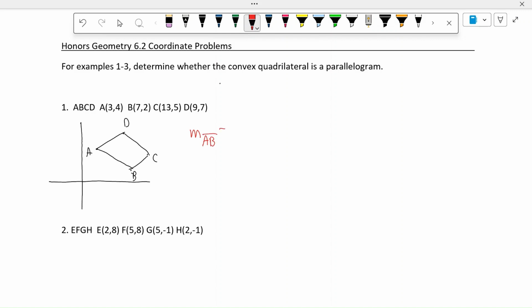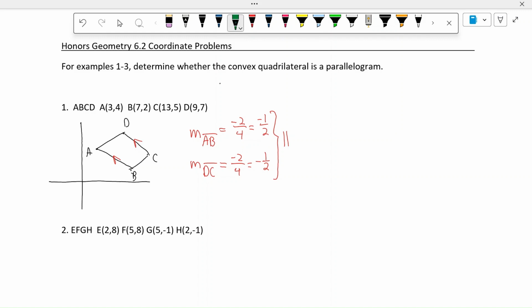First of all, the slope of segment AB, so 2 minus 4 divided by 7 minus 3, and that simplifies down to -1/2 if I want to simplify it. And AB should have the same slope as DC, so I'll do that one right underneath it. Slope of DC, I'm going to do 5 minus 7, that's -2. 13 minus 9, that's 4. That also simplifies down to -1/2. So if I compare those, we have parallel. So AB and DC are both parallel to each other. That by itself isn't enough, so we're going to have to go after the other sides.